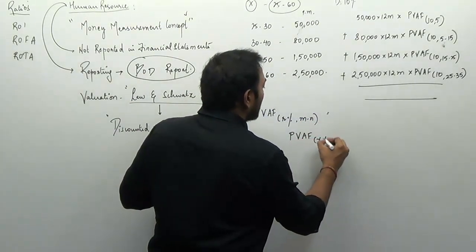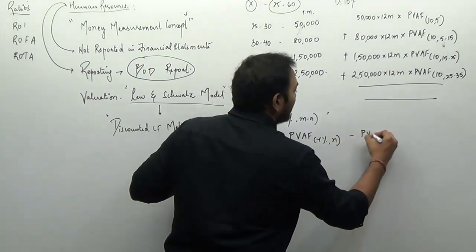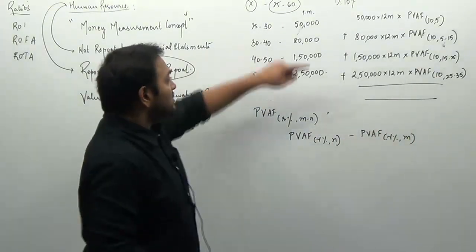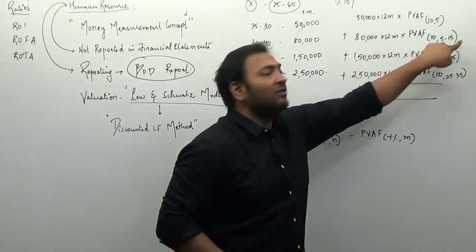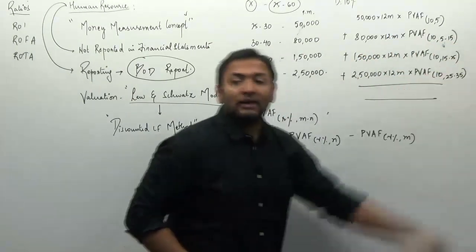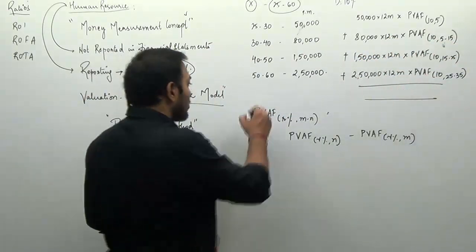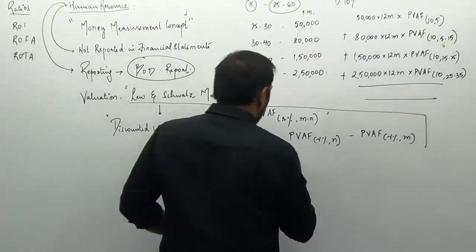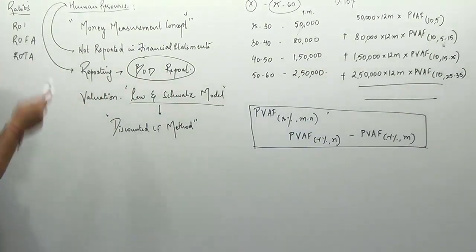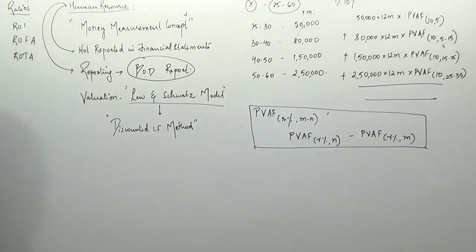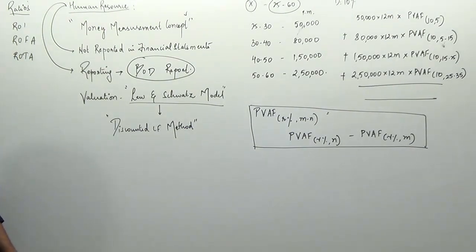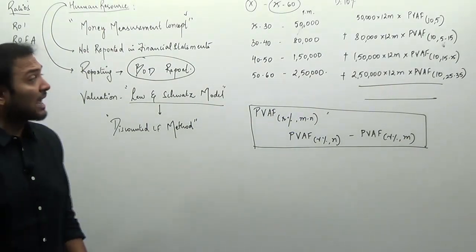PVAF, R percent, comma N minus PVAF, R percent, comma M. That means if I have to calculate PVAF 10% for 5 to 15 years, it should be PVF 10% for 15 minus PVF 10% for 5. Got it? So this is what we'll be using, present value factors, for identifying these values. Got it? Take down till here. It's a random example, guys. You won't have one employee in the organization, obviously. You'll have multiple employees at multiple ages. So we have to start calculating for each one of them.